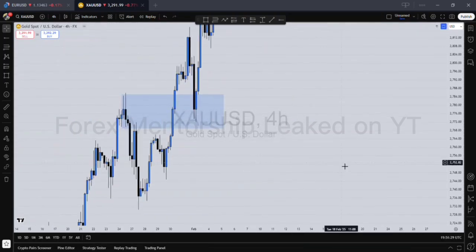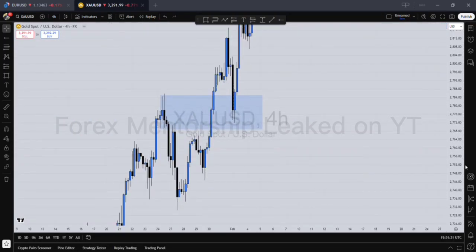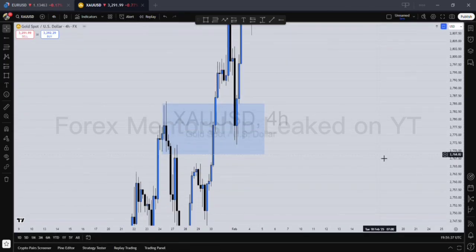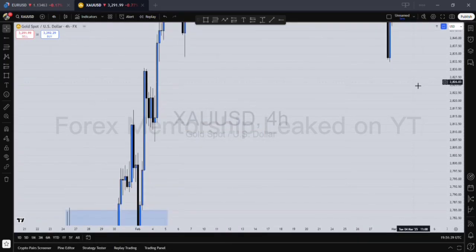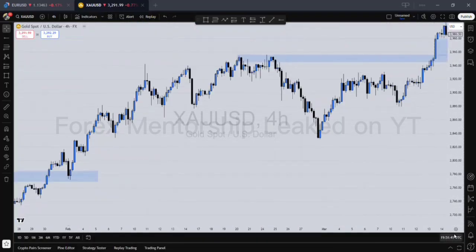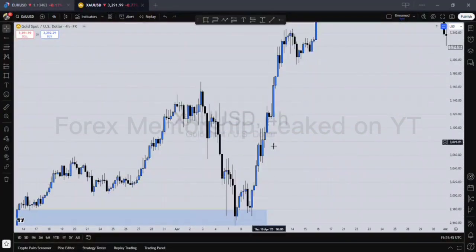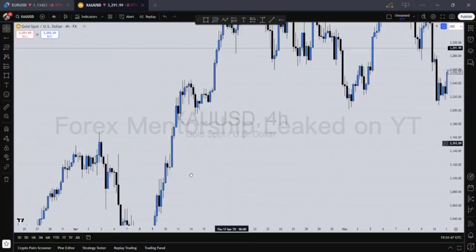That's why I always appreciate it when price engineers liquidity inside my fair value gap. It can help me reduce my risk because it engineered it inside. I always like it when you engineer it inside rather than close to it.